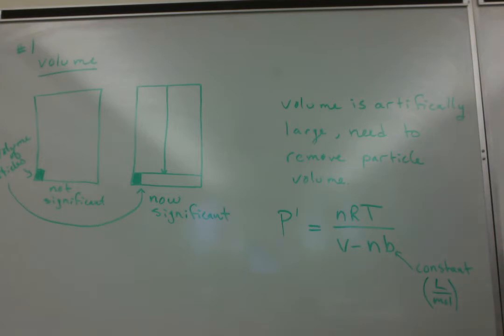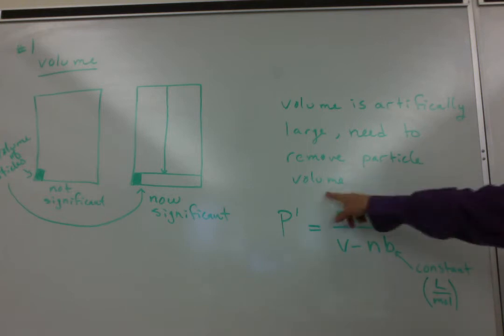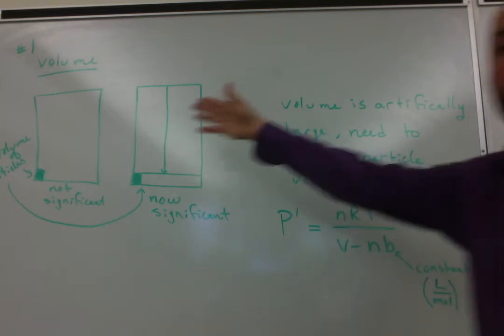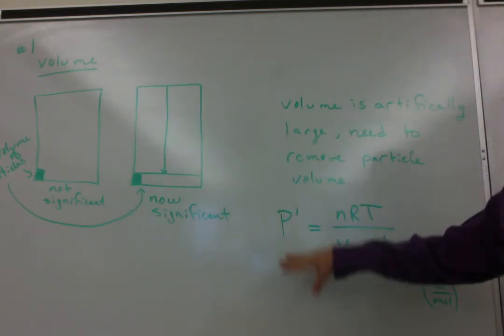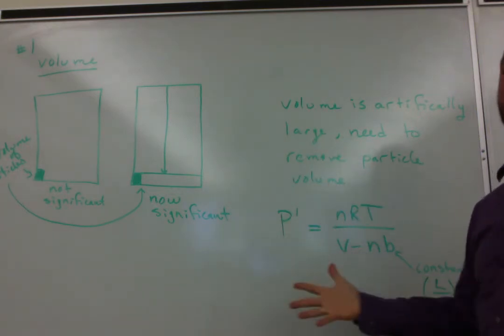That means we need to reduce the volume, and the amount of volume that we reduce it by is the volume of the particles. So we need to remove particle volume. So it's P prime, because we're changing it from the ideal gas law pressure. P prime, same idea, just it's changing what the letter is so that we have different references.